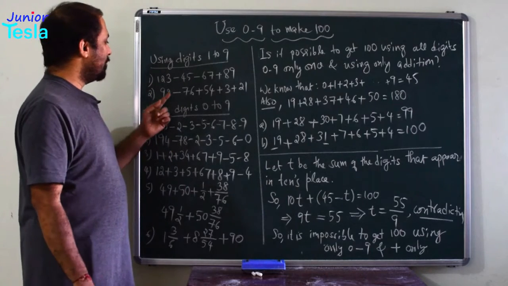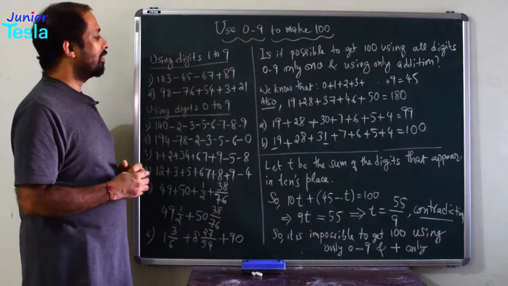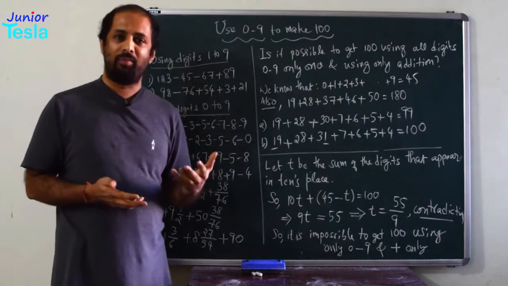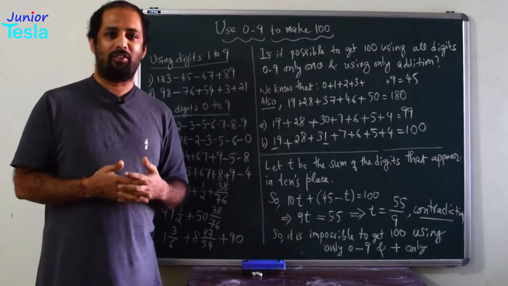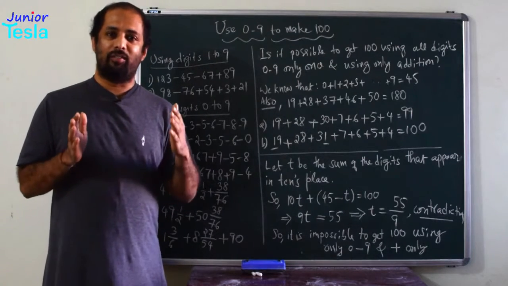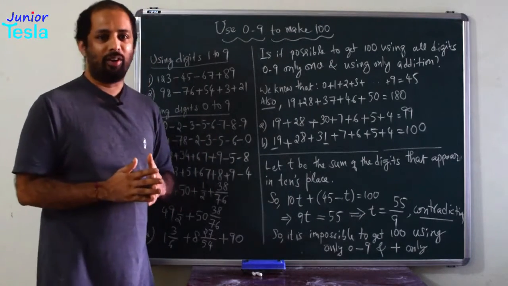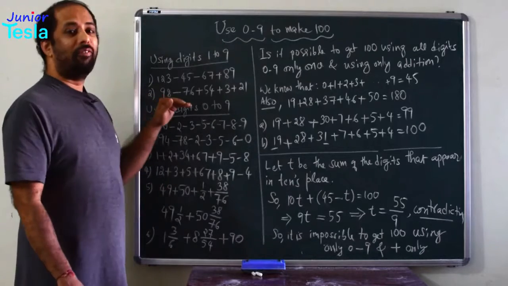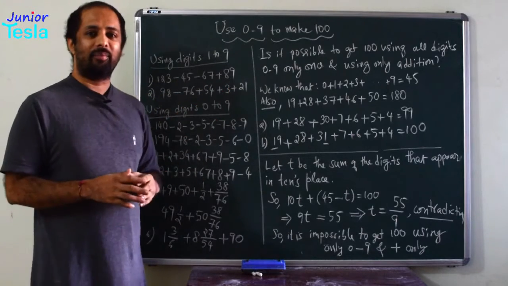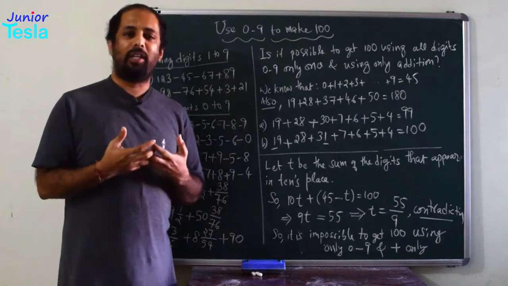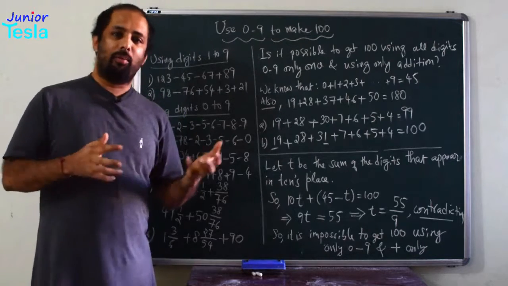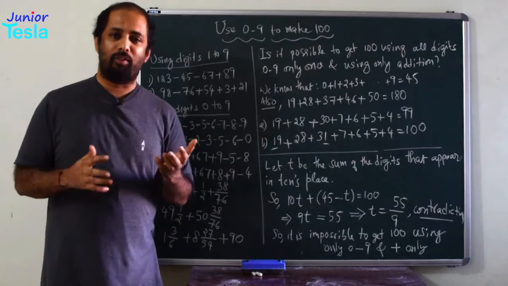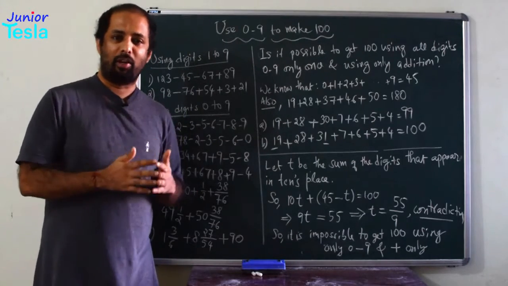Similarly, 98 minus 76 plus 54 plus 3 plus 21, another expression. Again we are using only addition and subtraction, and the digits used are 1 to 9, but they are in the descending order, and these digits are used only once. The final answer is 100. So it is possible to write 100 as the combination of digits from 1 to 9 or from 0 to 9 and with some basic operations.